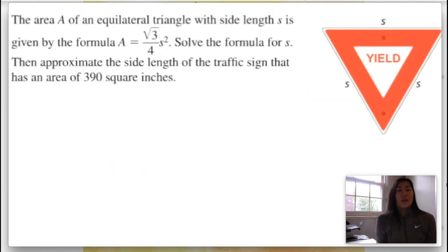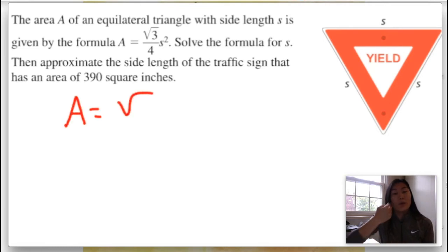Next question. The area A of an equilateral triangle with side length S is given by the formula A equals square root of 3 over 4 times S squared. Solve the formula for S. Then approximate the side length of a traffic sign that has an area of 390 square inches. So equilateral triangle, all the sides are S's. That's the formula. I'm going to rewrite the formula, and I'm going to solve for S by itself, just S.